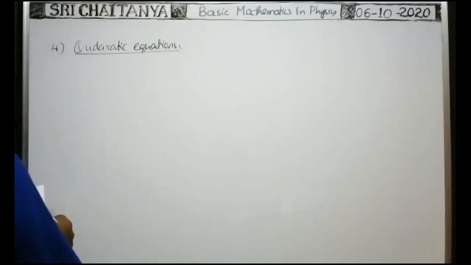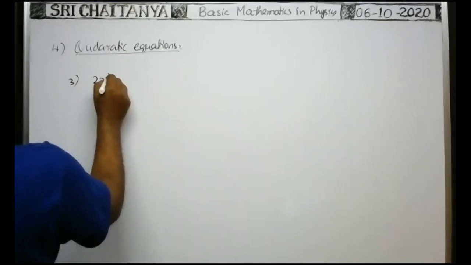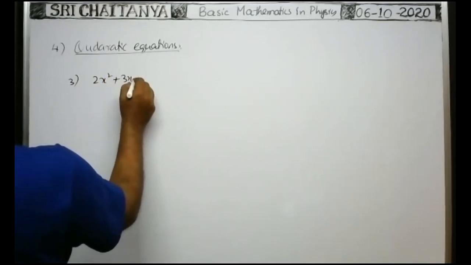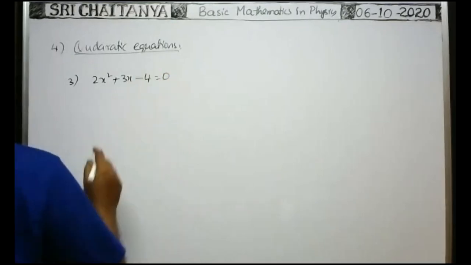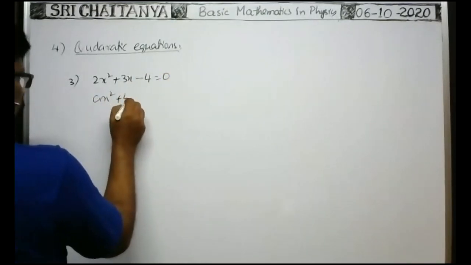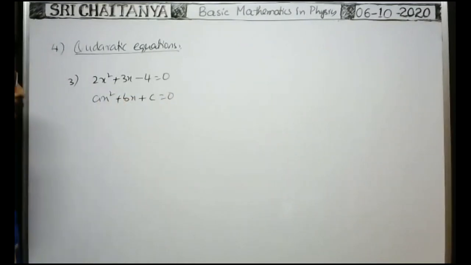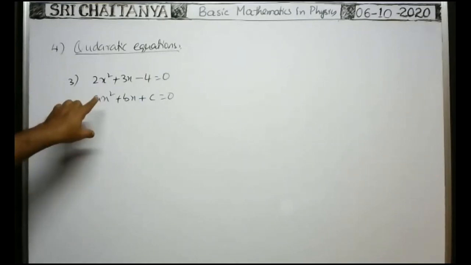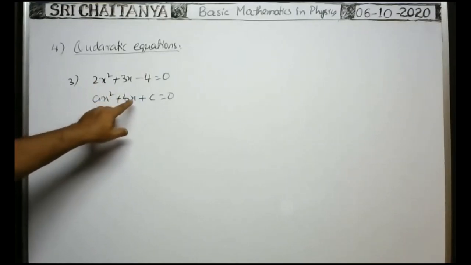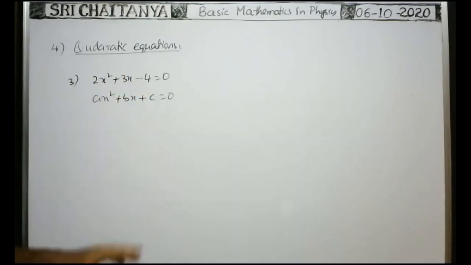Okay, next, one more example. Third one, you see, 2x square plus 3x minus 4 is equal to 0. It is just like ax square plus bx plus c. Okay, the coefficient of x square, a, is equal to 2, the coefficient of x, b, is equal to 3, and the coefficient of the constant c, instead of c, here minus 4 is there.